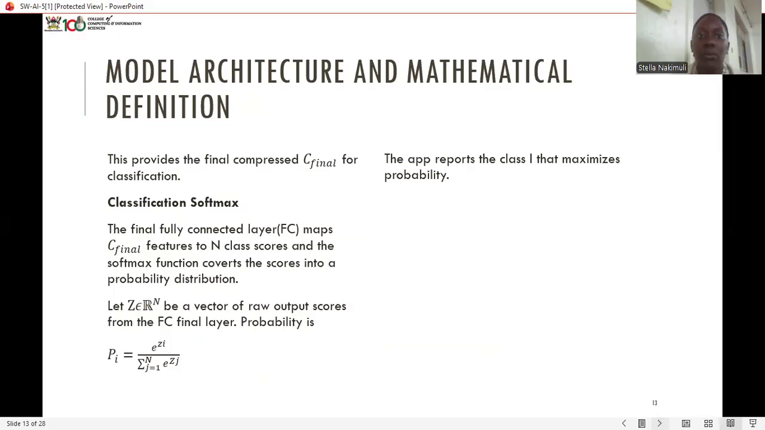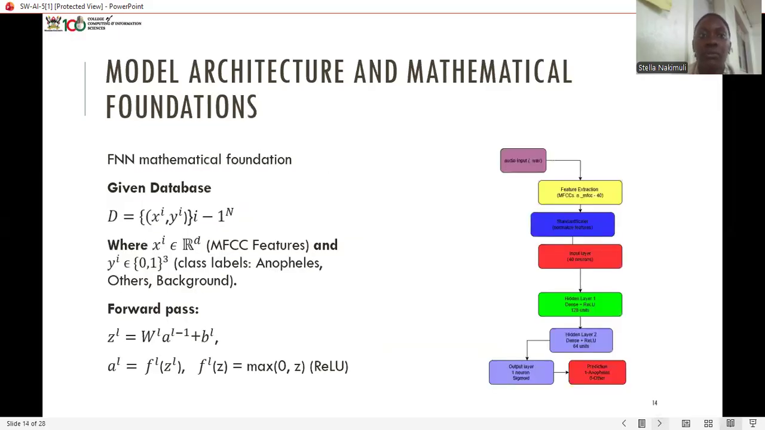this is another model. It has the mathematical computation on the left, and then the architecture, whereby you go through the audio input, the feature extraction, standard scaler. These are steps we go through to train this model so that it can detect our mosquito. There we have the input layer, and then hidden layer 1, hidden layer 2. These are all steps, the output layer, and then the prediction.